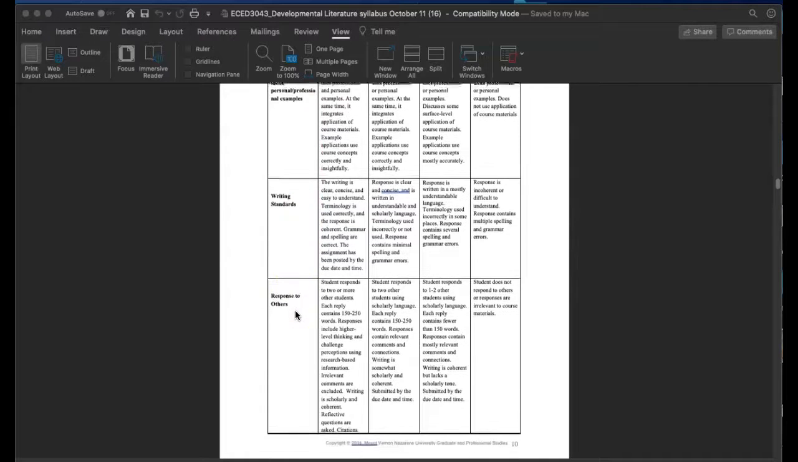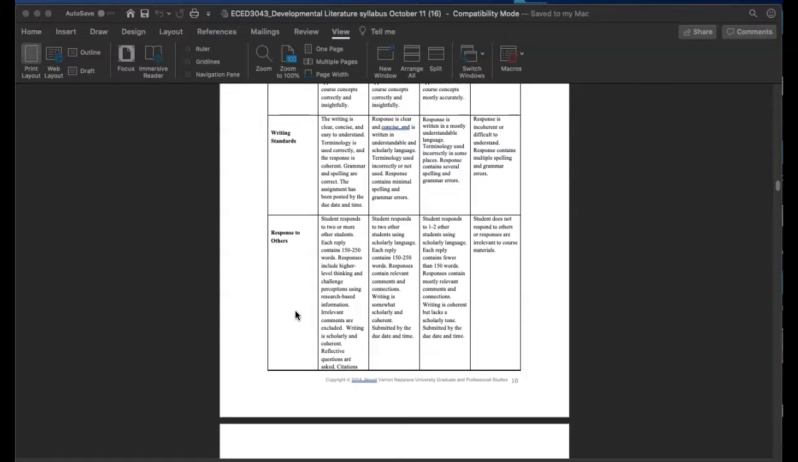Your writing standards. Is the writing clear, concise, and easy to understand? Terminology is used correctly, and the response is coherent. Grammar and spelling are correct. The assignment has been posted by the due date and time.